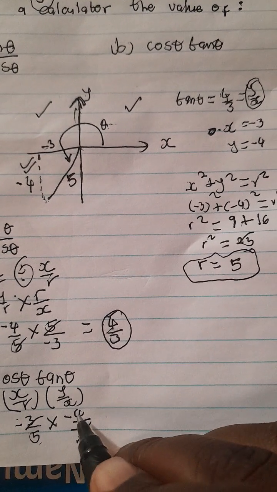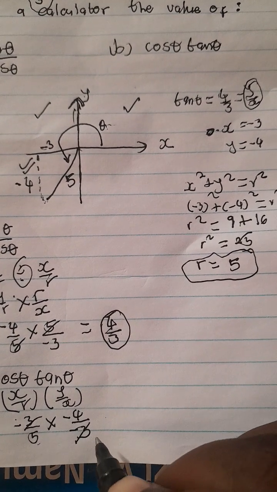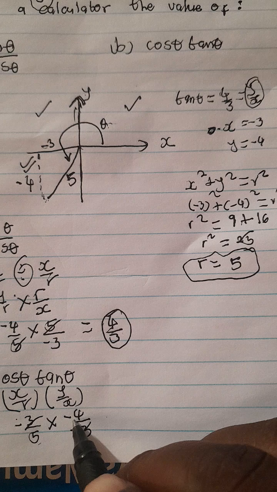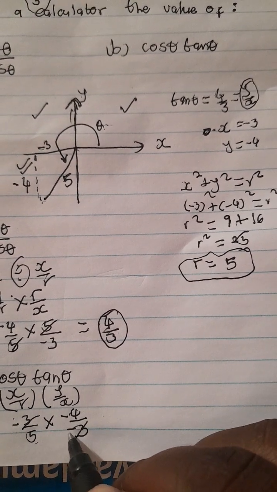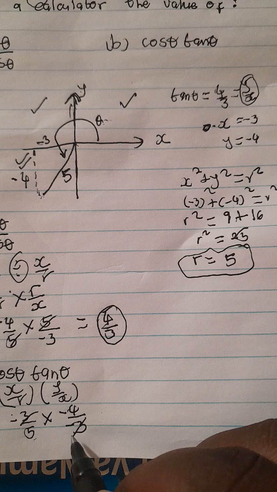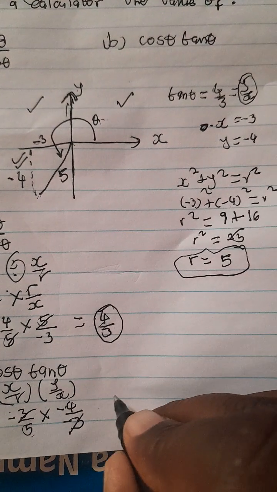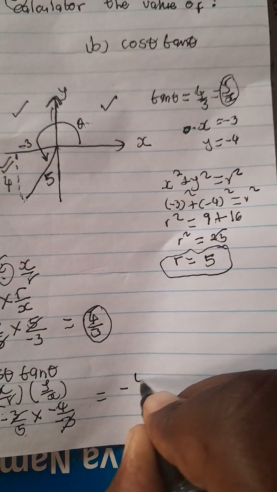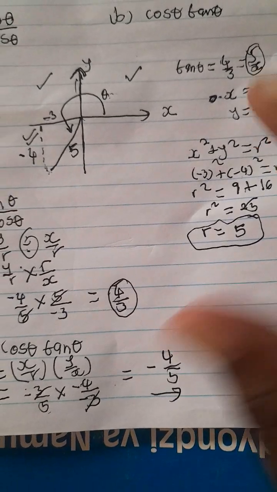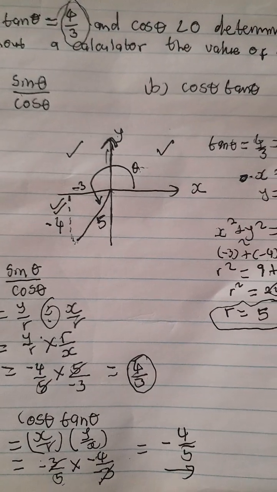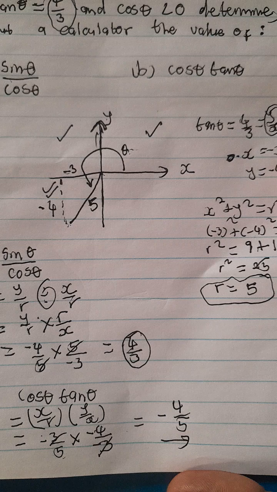They cancel, so we'll be left with negative and negative. It's +4, divided by 5 with a negative sign, so that will be -4 all over 5. The solution will be -4 all over 5. You can use a calculator if you are struggling with multiplication.